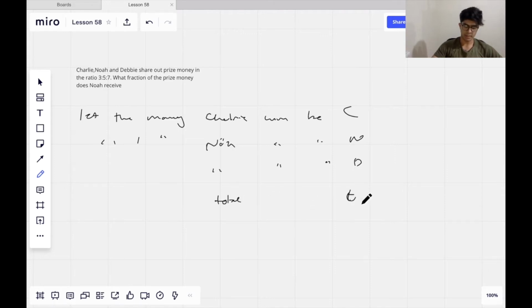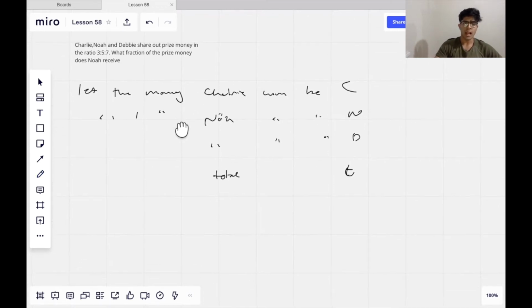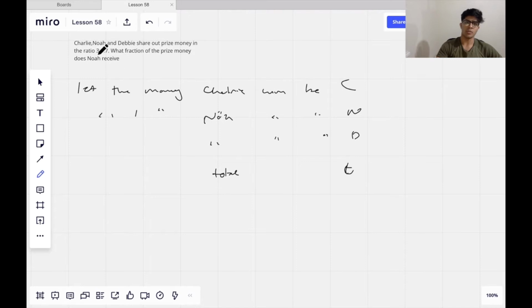It's usually worthwhile to have a line like this so we know what everything is, just for the examiner. If you were to go straight to n, d, and t, you could probably guess what it is, but it is important to have this explicit statement. And we know the ratio of Charlie to Noah to Debbie. Since Charlie seems to receive the least amount of money, we can say let the money Charlie gets be c.